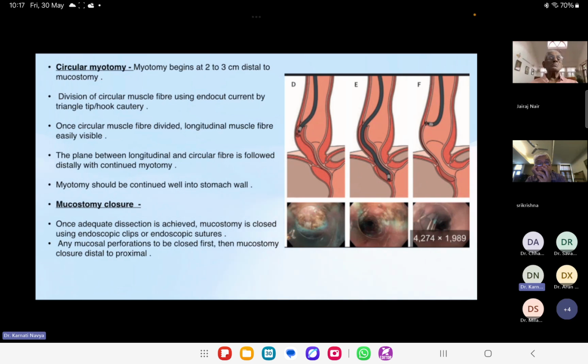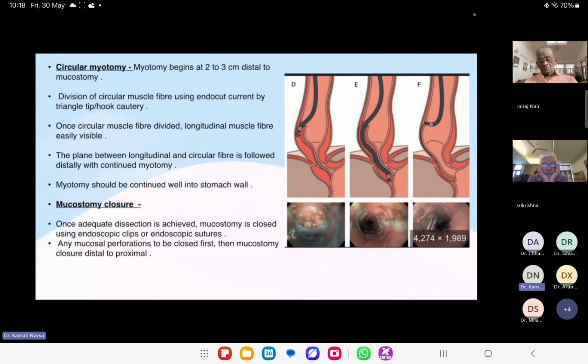Then, after reaching the lower esophageal sphincter, a circular myotomy is performed. It begins 2 to 3 centimeters distal to the opening, that is the mucosotomy. The circular muscle fibers are divided using endocut current with a triangle tip or hook cautery. Once the fibers are divided, the longitudinal fibers are easily visible. The plane between the longitudinal and the circular fibers is followed distally with continued myotomy, and it should be continued well into the stomach wall.